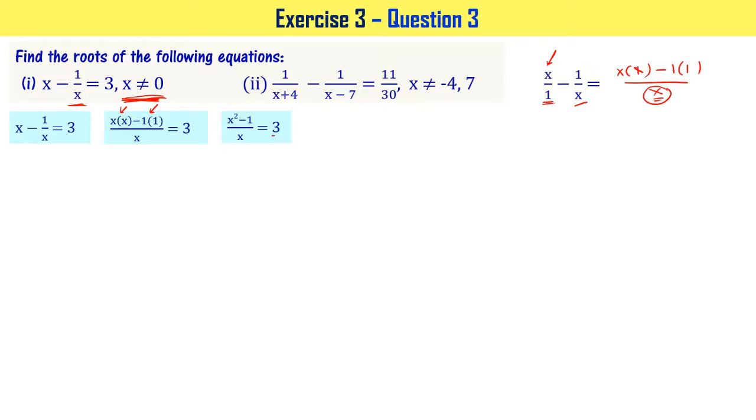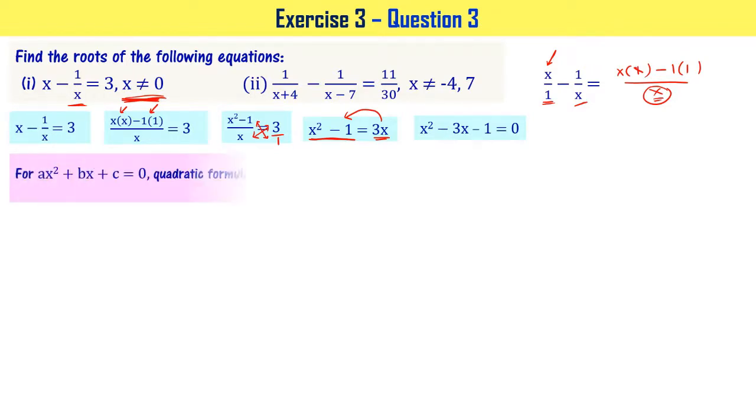I can write it as 3 by 1, right? So that I can do cross multiplication. When I do cross multiplication, it becomes x square minus 1 equal to 3 times x, right? X square minus 1 times 1, that's what I have written, x square minus 1 here, that is equal to 3 times x, that is 3x. Now let me transpose this 3x to this side so that the equation becomes x square minus 3x minus 1 equal to 0. We have to find the roots of this particular equation, right?